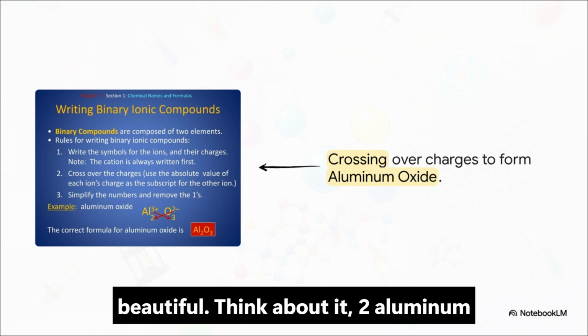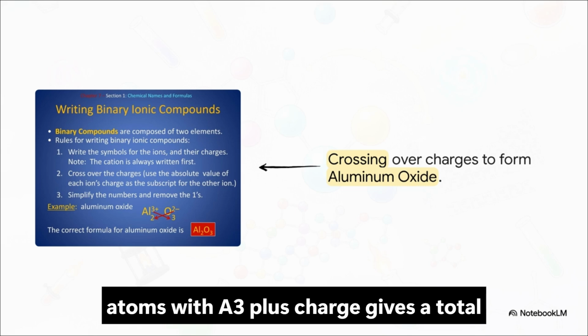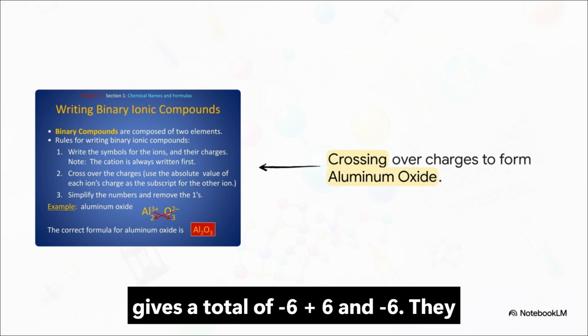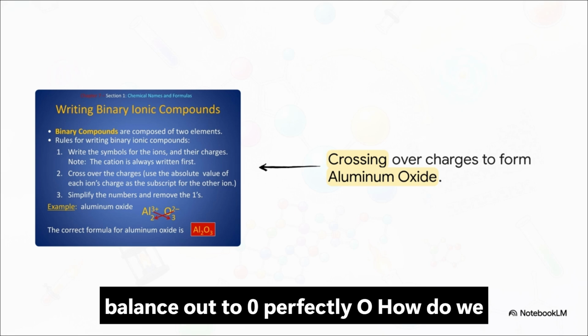Think about it. 2 aluminum atoms with a 3+ charge gives a total of +6. 3 oxygen atoms with a 2- charge gives a total of -6. +6 and -6, they balance out to 0 perfectly.